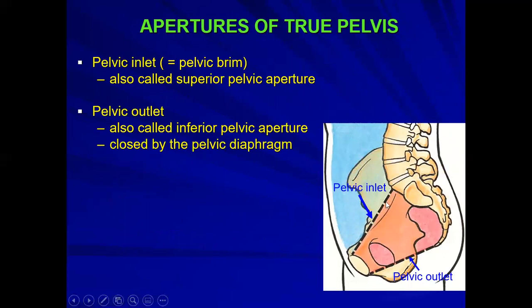So what is the pelvic inlet? The pelvic inlet is equal to the pelvic brim. It is also known as the superior pelvic aperture, the opening. And the pelvic outlet is also called the inferior pelvic aperture, and this pelvic outlet is closed by the pelvic diaphragm.